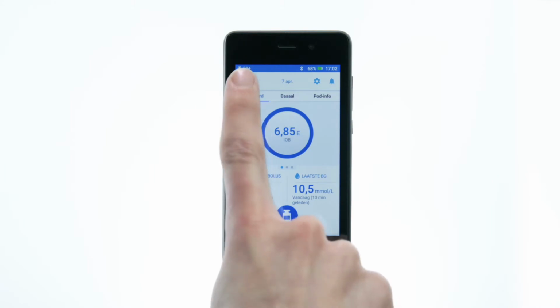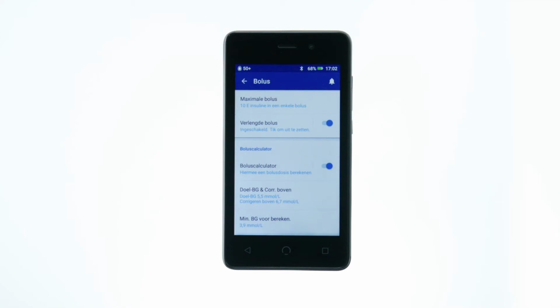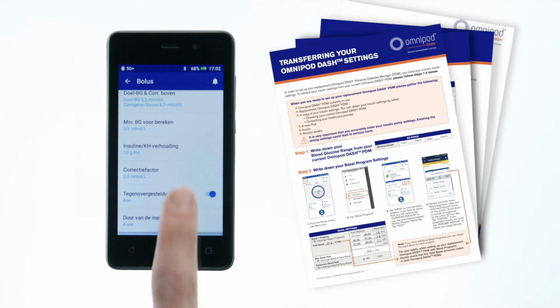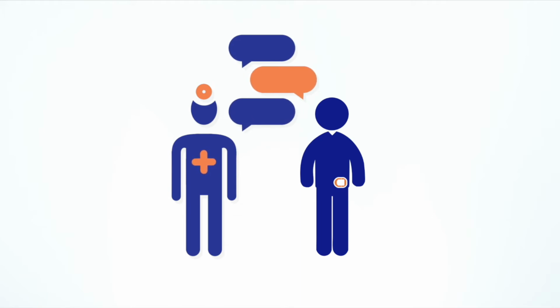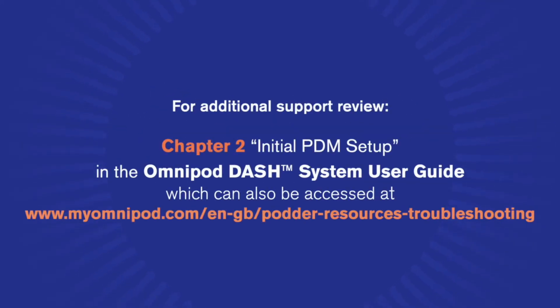You can get your insulin pump settings in one of two ways. You can reference your Omnipod-PDM currently in use and use the Transferring your Omnipod-PDM settings worksheet to identify and write down your settings, or you can also contact your healthcare provider to request a copy of your settings. You can download and print a copy of the Transferring your Omnipod-PDM settings worksheet with the following link. For additional support, review Chapter 2, Initial PDM Setup, in the Omnipod System User Guide.